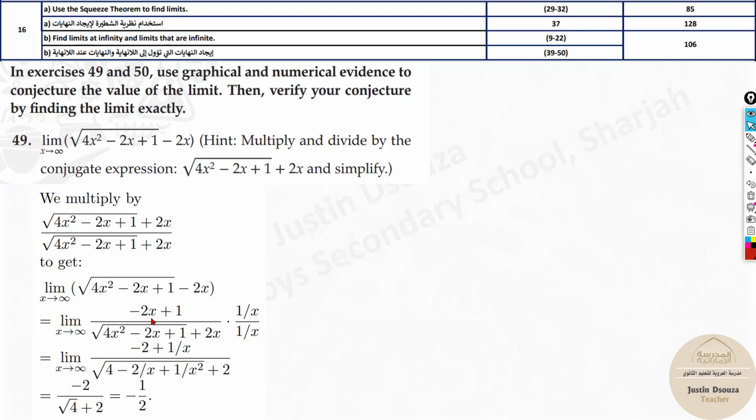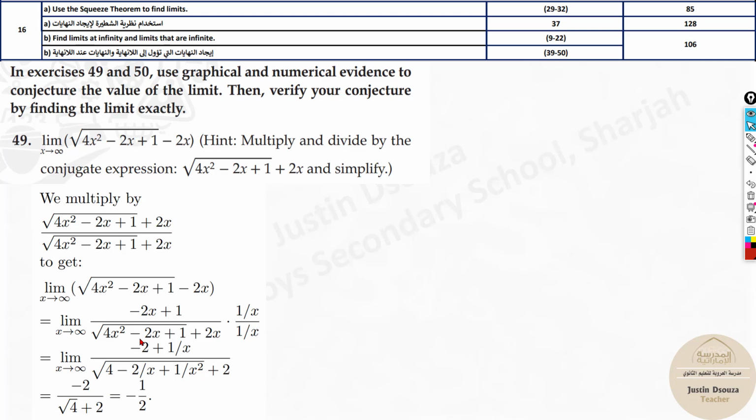Now we know how we simplify. Technically, when we have this infinity, we don't keep it as a multiple, we divide it, because 1 divided by infinity is 0, right? So remove this x. The highest degree is x, so remove it throughout. What happens? It'll be minus 2 plus 1 by x. Over here the x is gone.